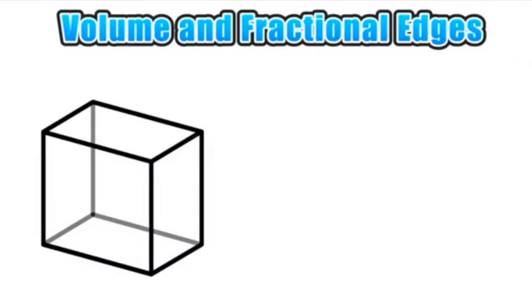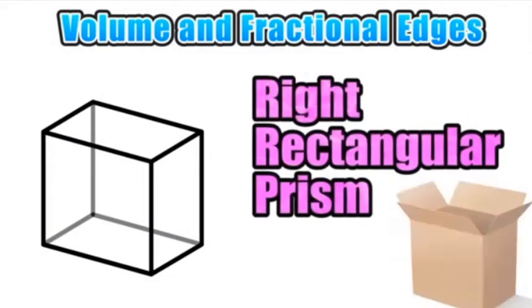Hey guys, welcome back. We're going to start off this lesson on finding the volume of right rectangular prisms, which is a shape that we're all familiar with when we get those Amazon packages in the mail. That box is a right rectangular prism. And we are going to think about these kind of figures in terms of their volume.